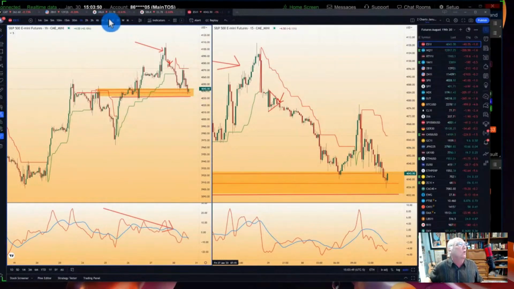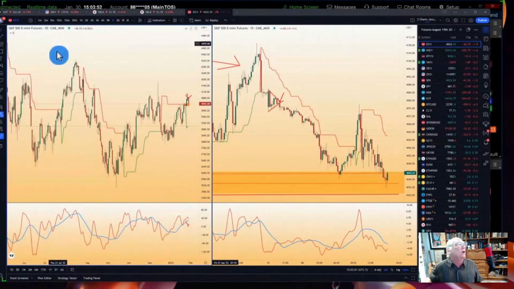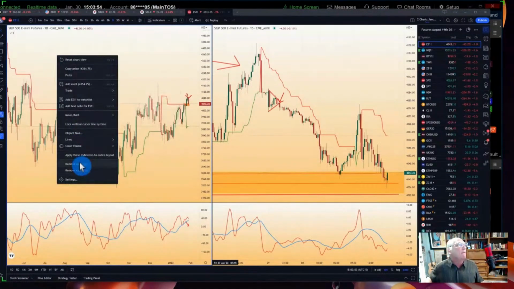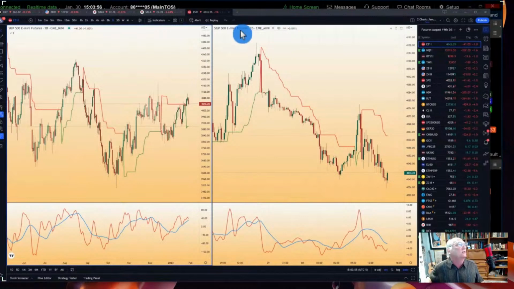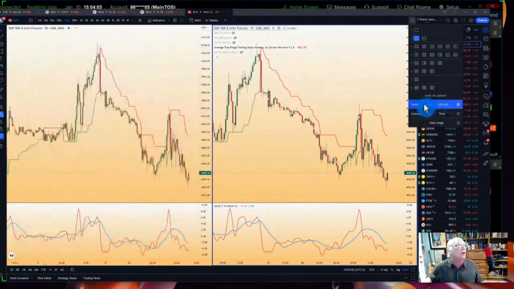Now, the next thing I want to go over is what I mean by fundamental resistance. I'm not Mr. Fundamental, don't get me wrong. I'm not perfect at fundamentals, but this is what I'm looking at.